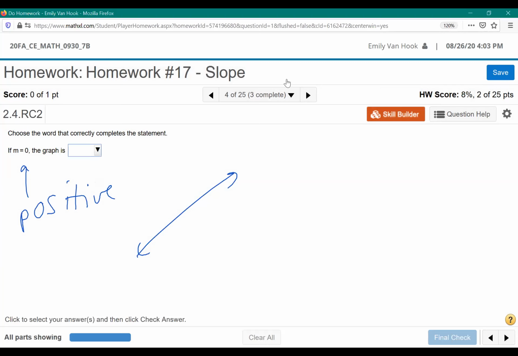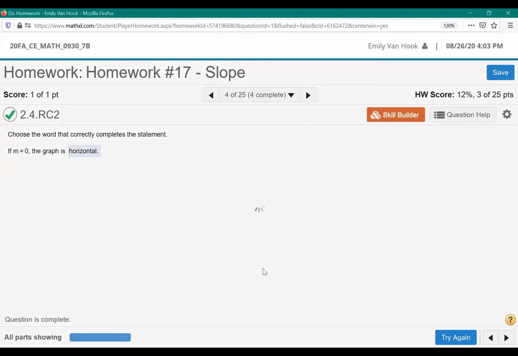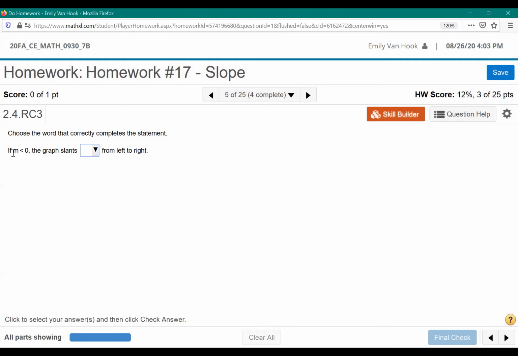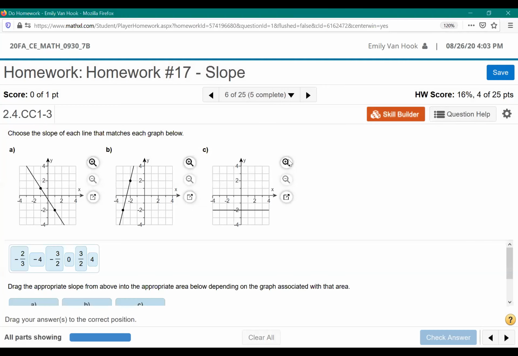Okay. Next question, number 4, if m equals 0, the graph is horizontal. That's that flat line, side to side. Number 4, m is less than 0. That means negative, so we're going down from left to right. Okay. Yes. Okay, number 6.